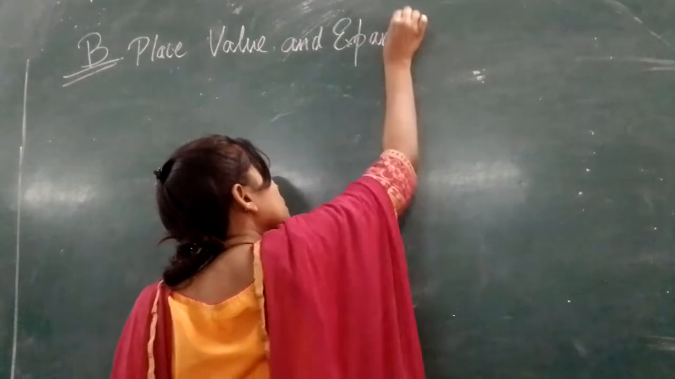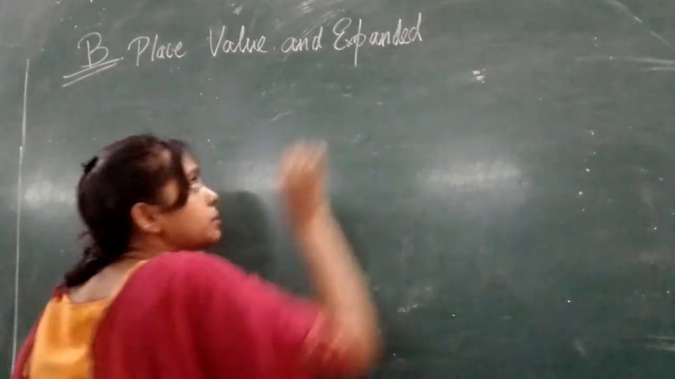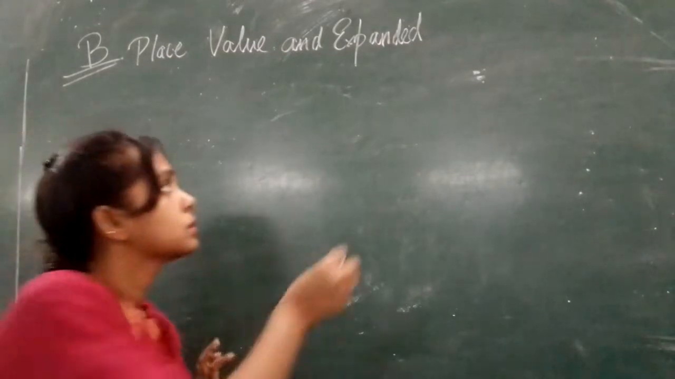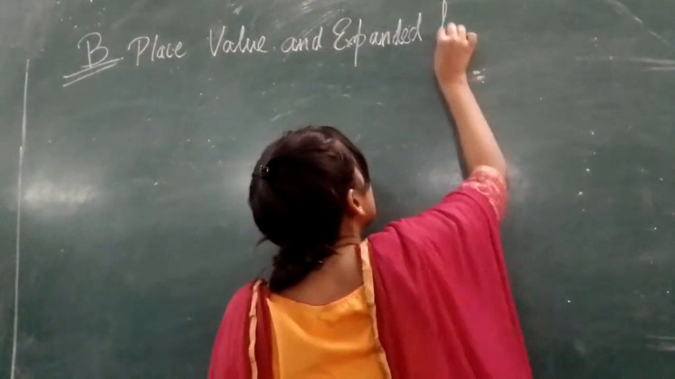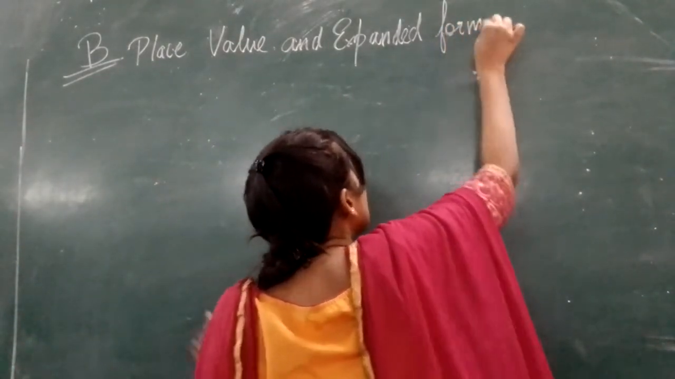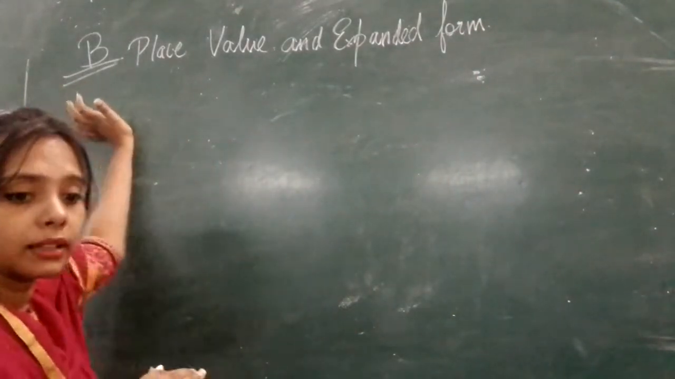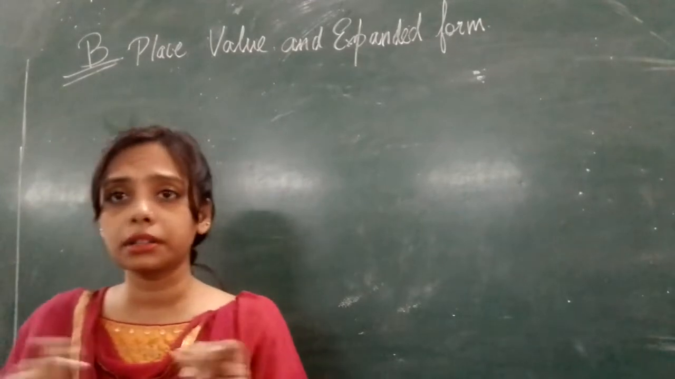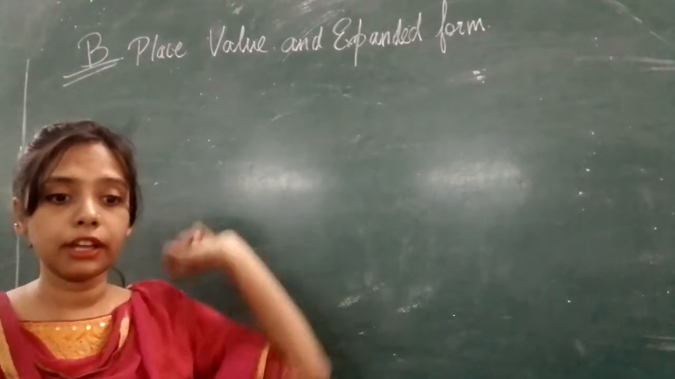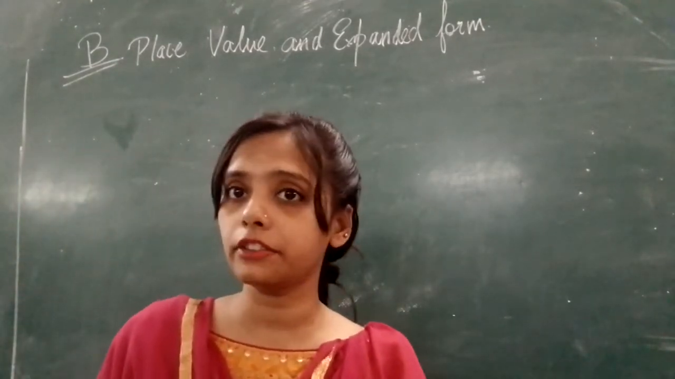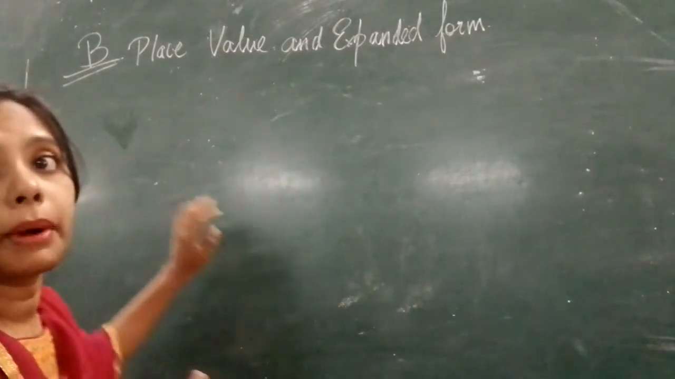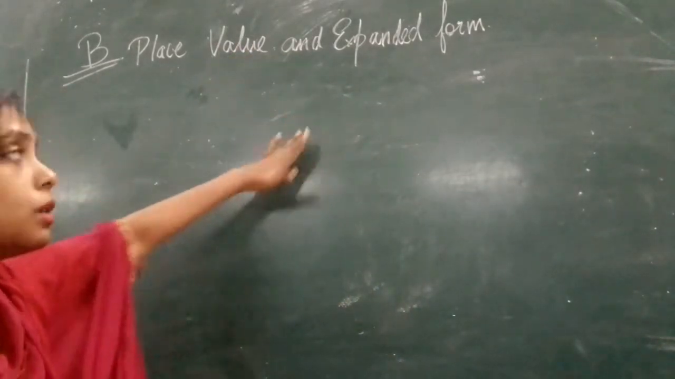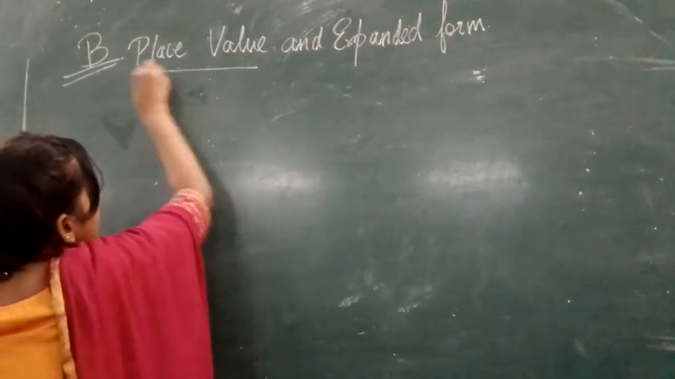So everything that is being written on the board, you will write in your notebook. Here you will write part B. All the theory that you have written, all the written matter, that is part A, where you learnt about the place value chart and everything. Okay. So this will be part B, where you will learn about place value and expanded form. Okay. So you will underline it.